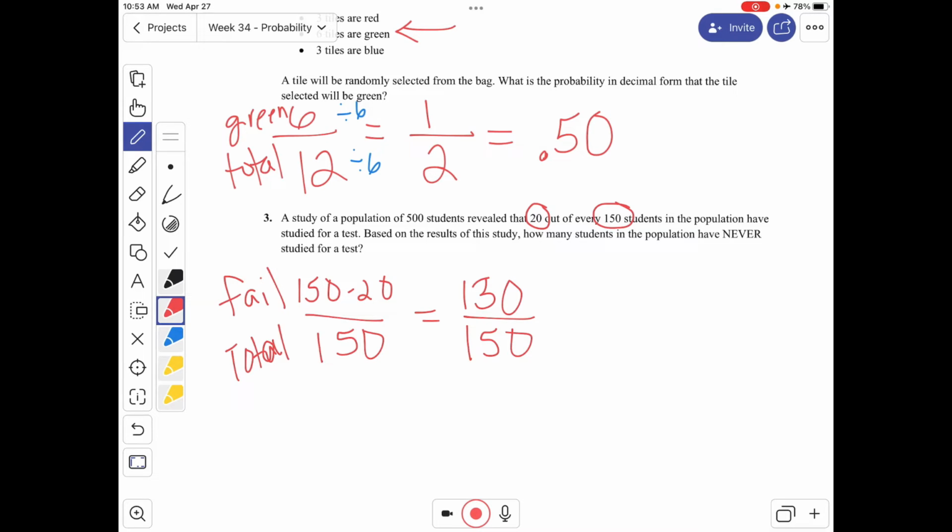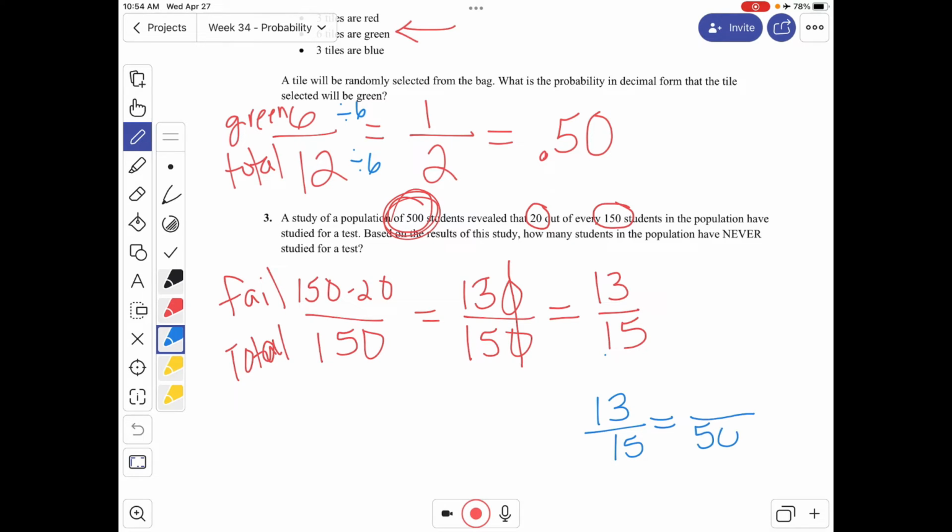And you could simplify by 10, or you can do it like this, because I noticed that both numbers end in a 0, so I can just take the zeros off. And that fraction would be 13/15. Now that's not the answer because it asks us to predict for 500 students. To predict, we set up a proportion. That was the fraction I started with, and I'm predicting for a new total of 500.